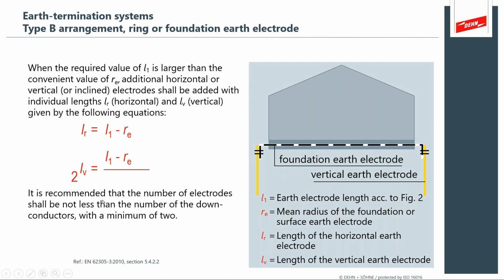it is recommended not less than the number of down conductors with a minimum of 2. So every down conductor is intended to have a connection to that earth electrode, with at least 2 down conductors and 2 earthing connections. And remember, if you can't do it vertically, you can go horizontal or inclined. The standards allow for you to adapt to the soil and the local conditions.